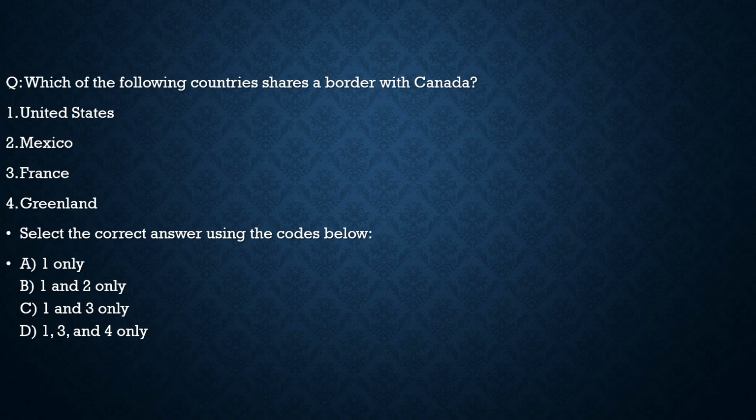So with respect to Canada, let's try to understand its borders first. The question says which of the following countries shares a border with Canada? Is it United States? 100% correct. Is it Mexico? No. Is it France? No. Is it Greenland? No. So the correct answer is United States. And we should know that Canada only shares its land border with the United States. So with respect to this question, the correct statement is option A only. With this, let's move to another question and try to solve.